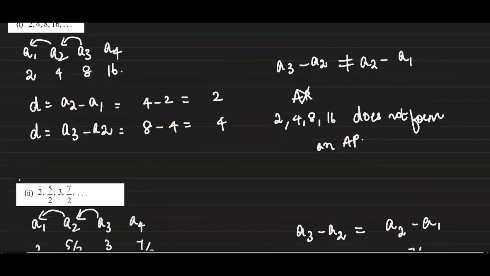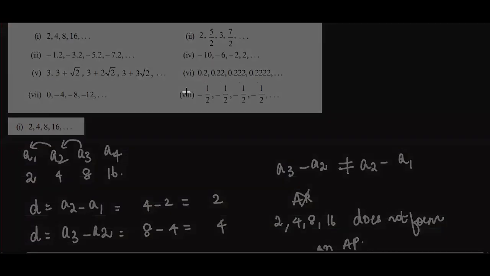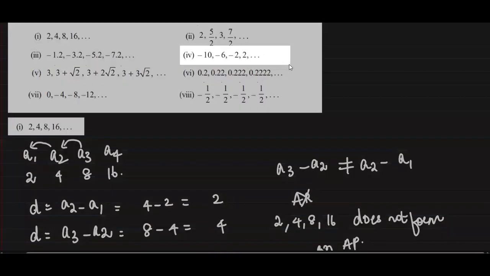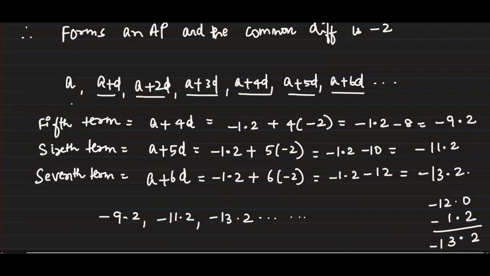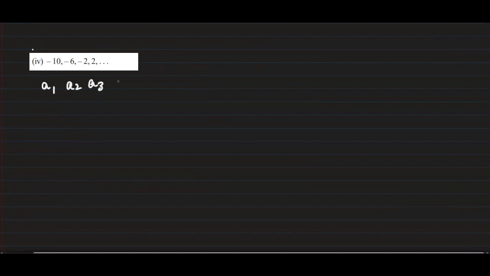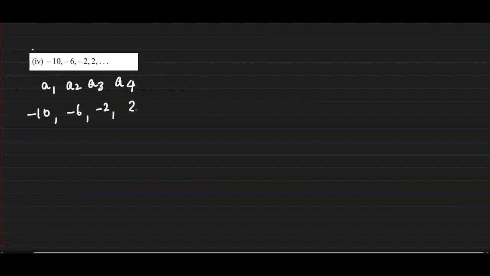Question number 4. So where is question number 4? Okay, question number 4 seems to be an easy one. So no decimal, no fractions. Let's see. So for question number 4, we should first find if it forms an AP. Okay, so now let's start. So basically, this is the first term. So first term is minus 10. Let's find d now. So a1, a2, a3, a4: minus 10, minus 6, minus 2, then 2, and so on.